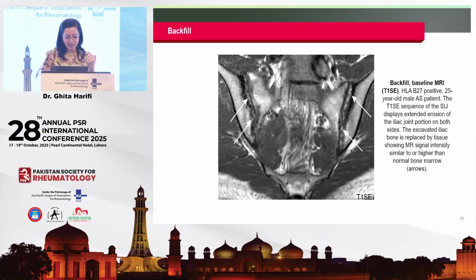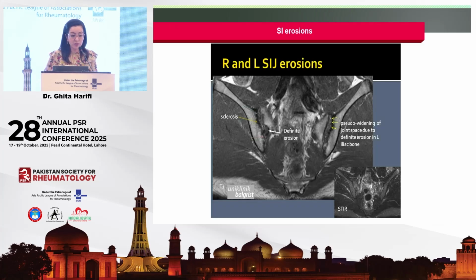Backfill: so, looking at structural changes, backfill is something that we are stressing more and more, and we expect that backfill will be added to the definition of the structural changes in the definition of sacroiliitis. So what is backfill? Backfill is basically a new tissue that is equivalent to fat metaplasia, but the difference here is that it fills the excavated bone erosions. So backfill comes within the erosion. It's regarded actually as a sign of healing and new bone formation in the sacroiliac joints. It is usually seen on T1 sequences.